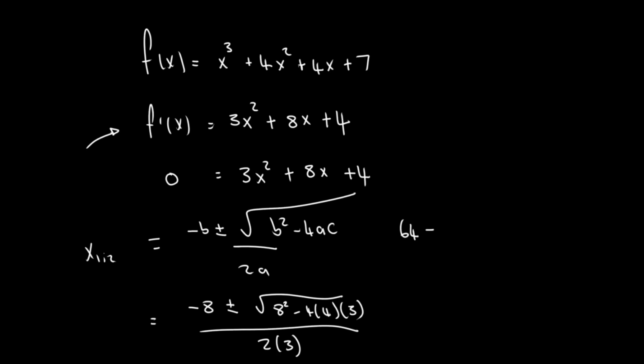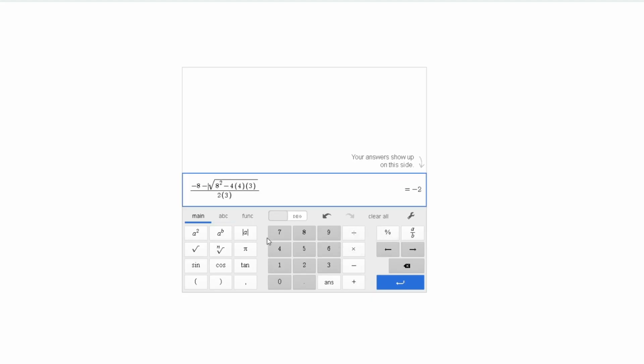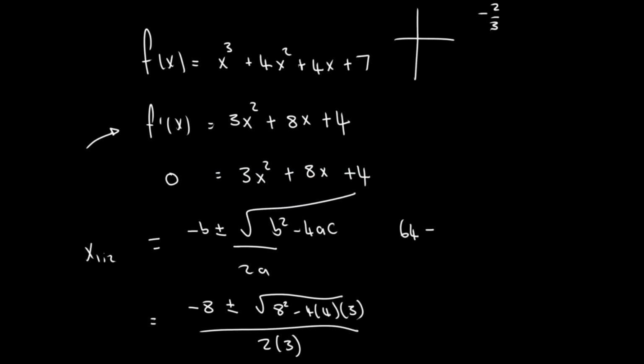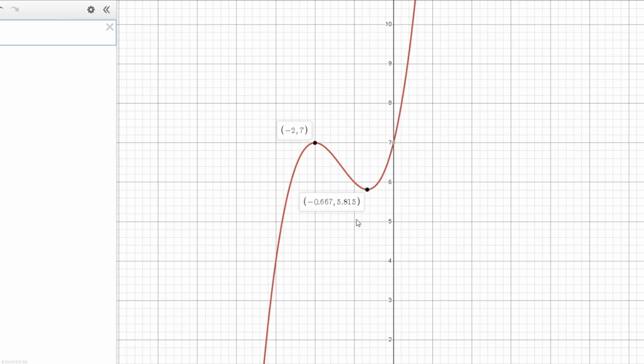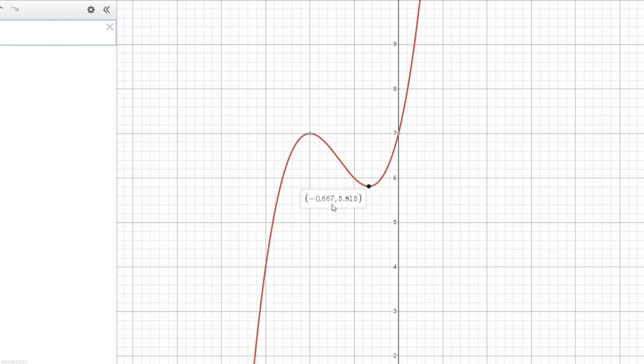Let's leave it as a fraction then. So the first x that I got was negative 2 over 3. What about the second x? For the second x, I make it a minus, and I get negative 2. So my x sub 1 is negative 2 over 3 and x sub 2 is negative 2. Let's see if this makes sense first on my function. So look at this. There's the first x I found, negative 2 over 3, and my second x I found is negative 2. So these both make perfect sense.